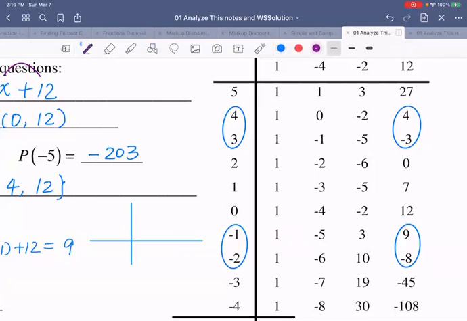When x is 4, y equals 4. When x is 3, y equals -3. So you have these two values. These two points are on your polynomial, on your graph.